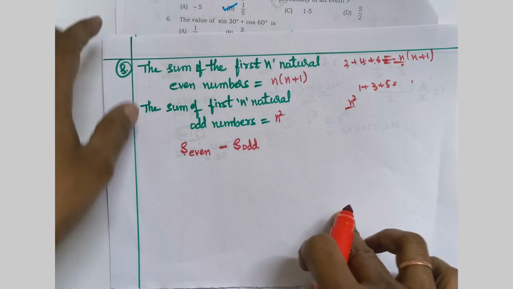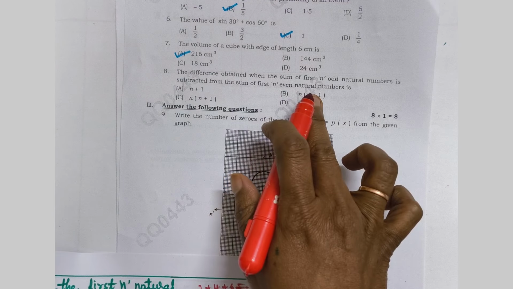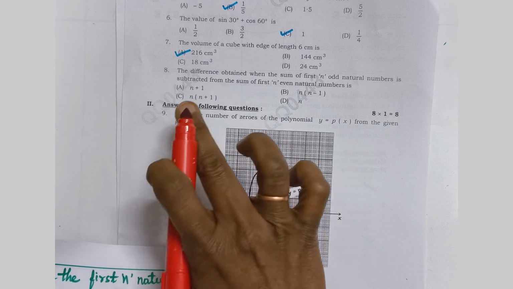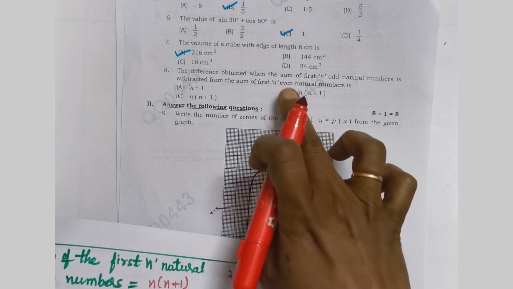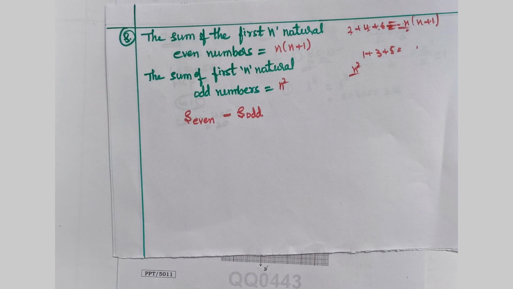But he is asking the question: sum of even numbers minus sum of odd numbers. That means the second number we will take second, and the first number we will take first. So sum of even numbers minus sum of odd numbers, we will find this total.